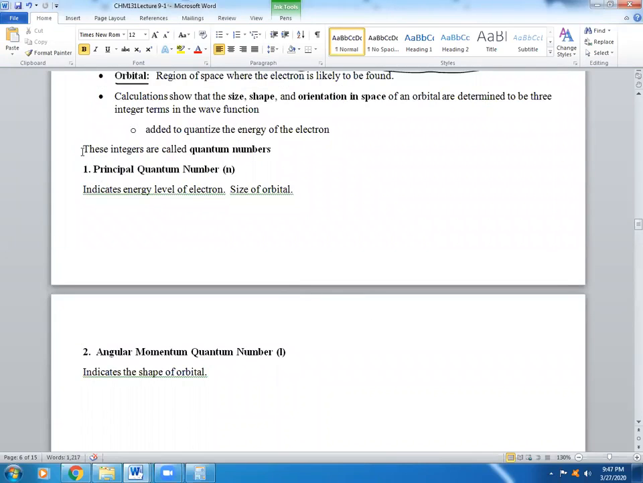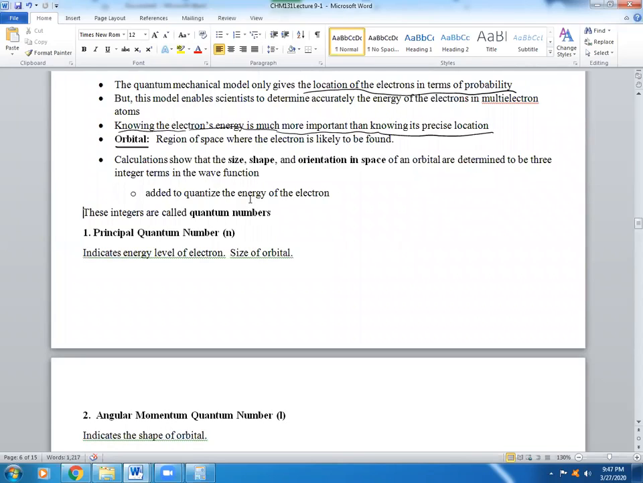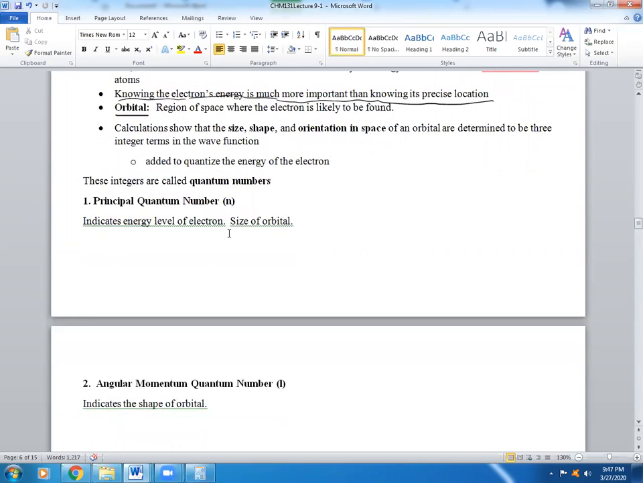Which gives us a set of quantum numbers. If you derive the mathematics, the calculations show that the size, shape, and orientation of space of an orbital are determined by 3 integer terms in the wave function. These integers are called quantum numbers. So let's begin with the quantum numbers.